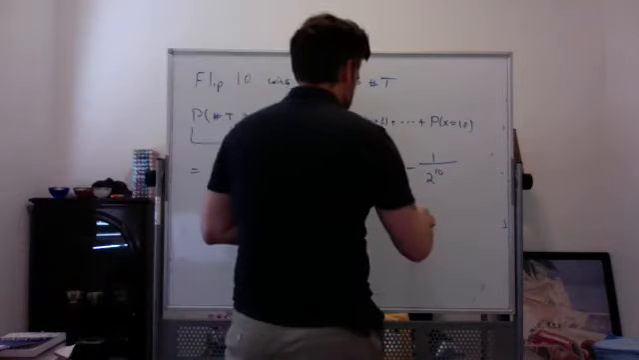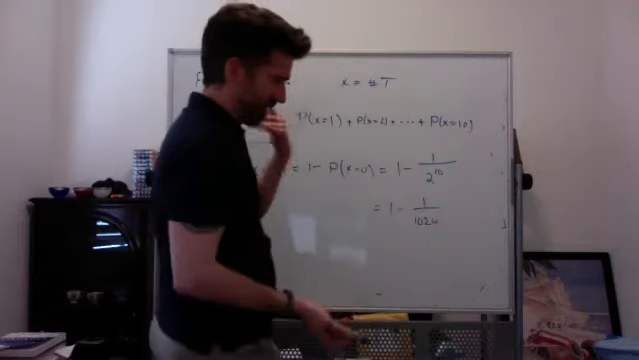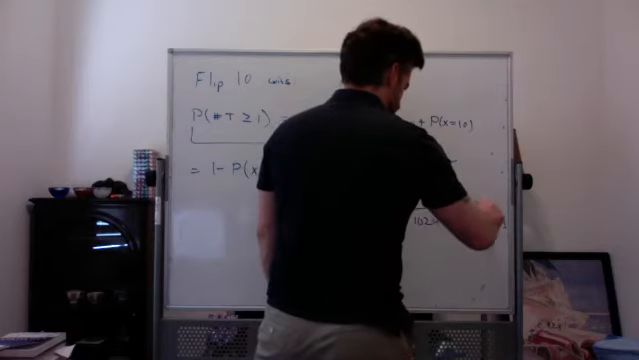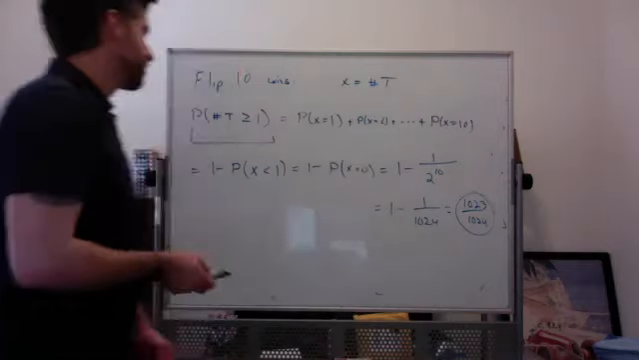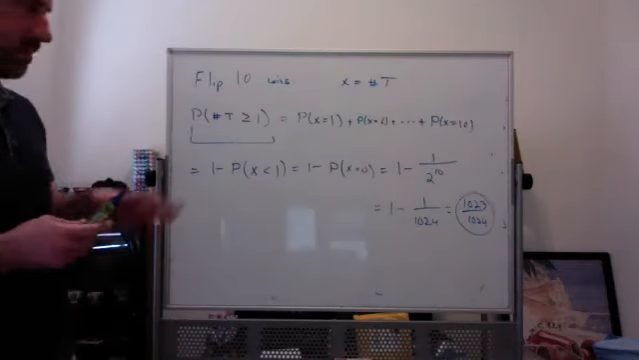So this is 1 minus 1 over 2 to the 10th, which is 1 over 1,024. I mean, you can just leave it like this. It's going to be 1,023 over 1,024. Okay, great. I think we've talked about expected value pretty well. We've talked about probability stuff.